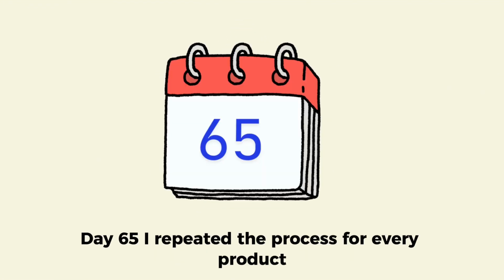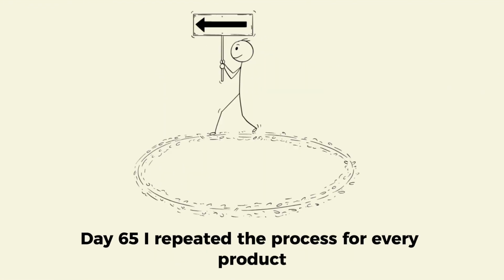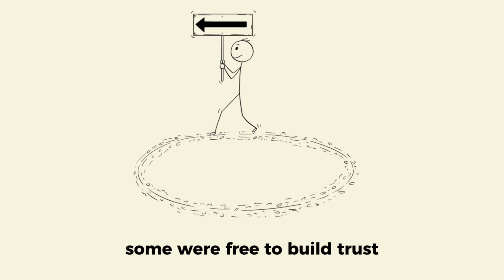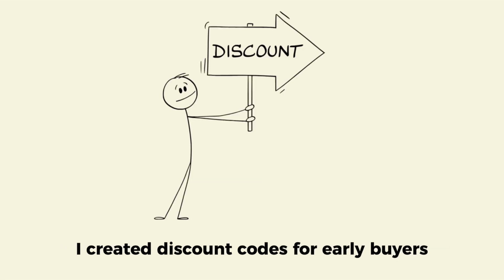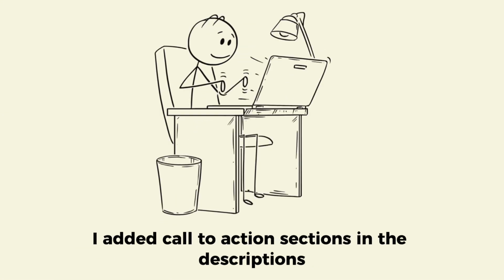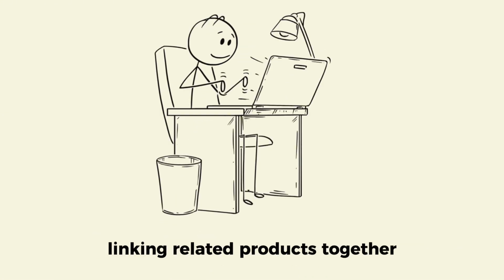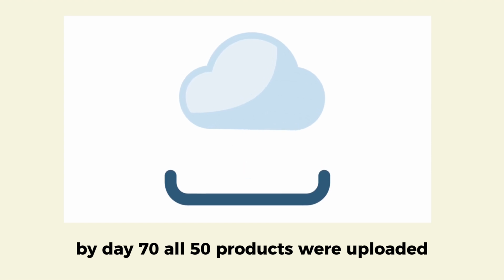Day 65. I repeated the process for every product. Some were free to build trust. Others were priced between $5 and $15. I created discount codes for early buyers. I added call to action sections in the descriptions linking related products together. By day 70, all 50 products were uploaded.